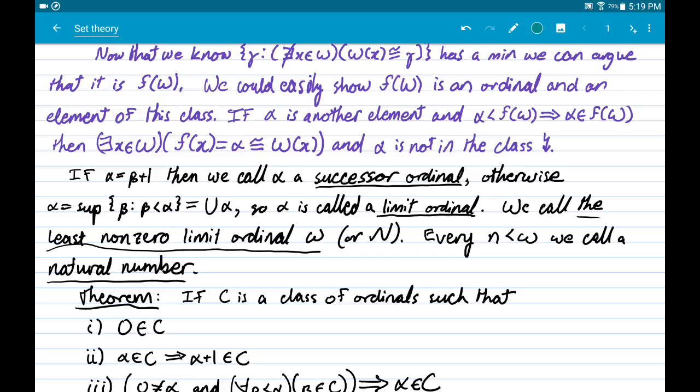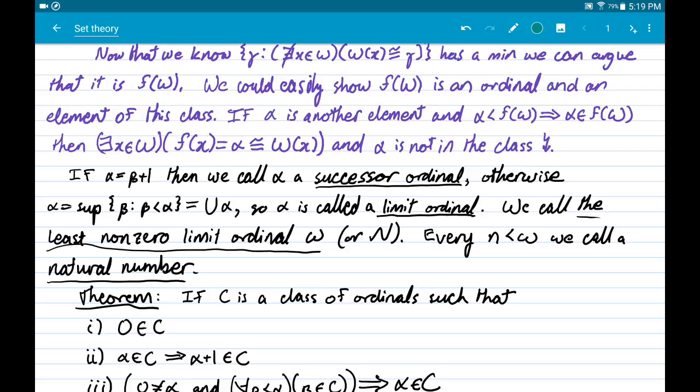So, okay, we now know that this set has a min. Now we have to establish that the image of the function is equal to that min. We can easily show that the image of this function is an ordinal by showing that it's transitive and well ordered by inclusion. So that is fairly easy, and so I skip it.